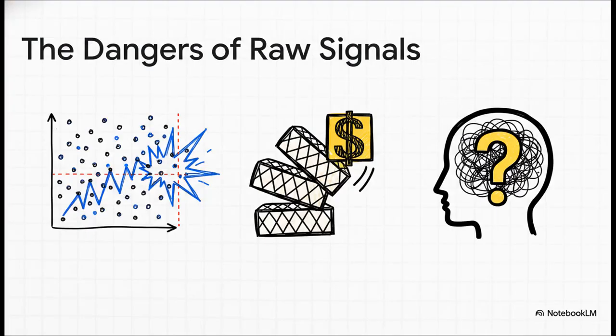When you rely on these raw signals, you run into three big, critical issues. First, there's overfitting. This is where your model starts to learn the random noise in the data instead of the true signal. Second, you get redundant position sizing, meaning you're unknowingly piling into the same bet over and over, taking on way more risk than you think. And finally, you get poor interpretability. It becomes almost impossible to figure out what's really driving your P&L.